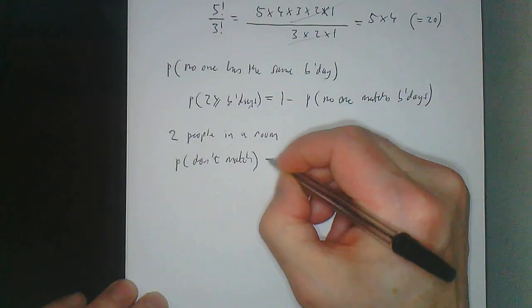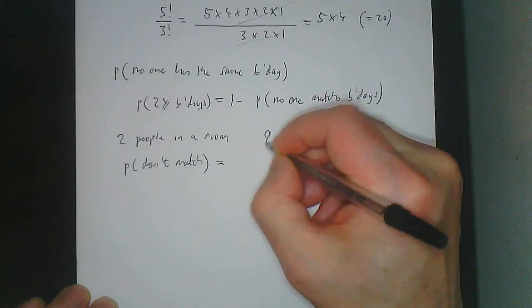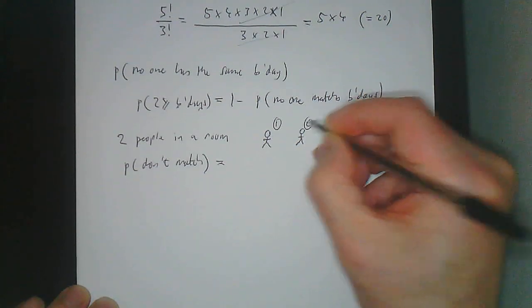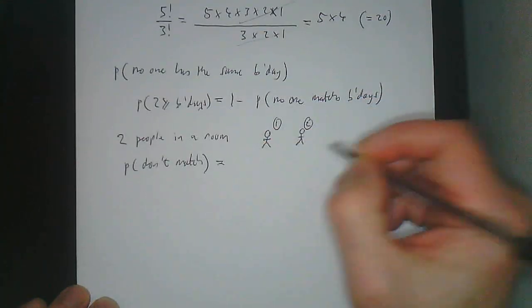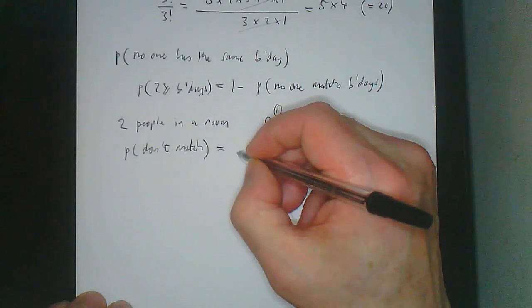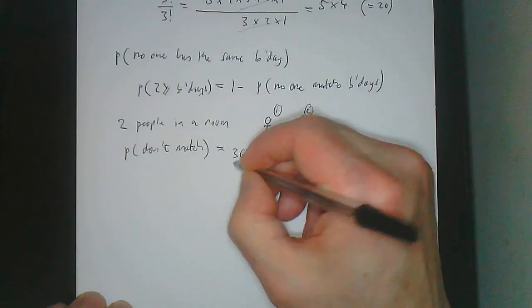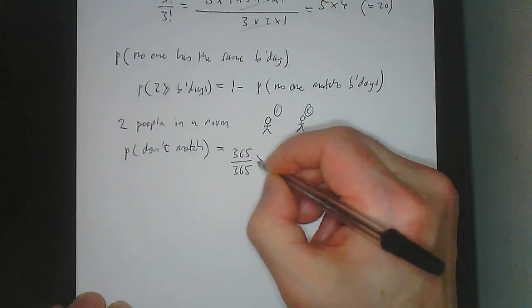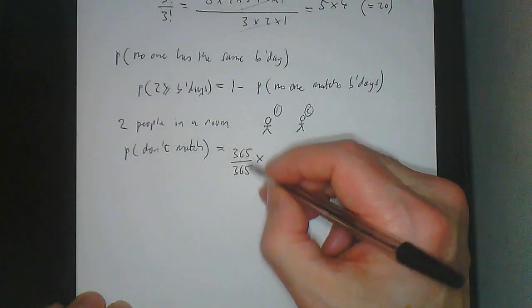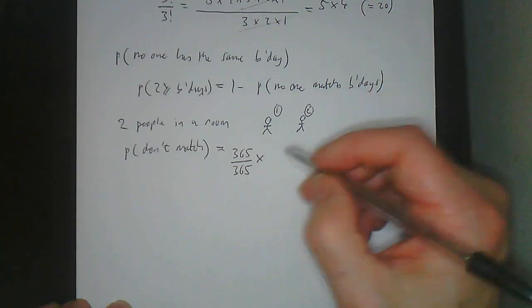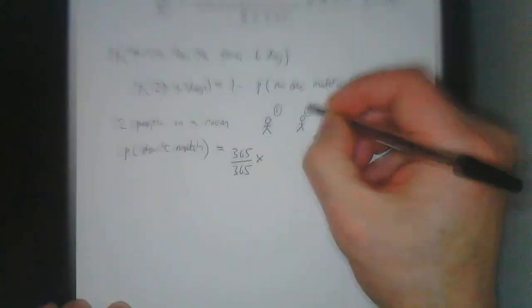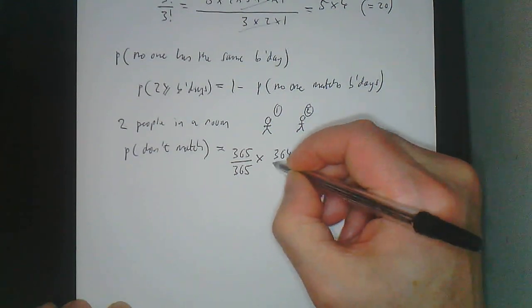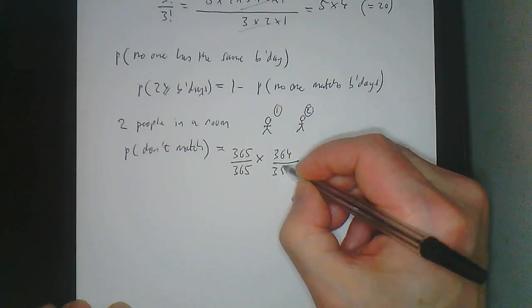So we've got 2 people, person 1 and person 2. The first person can have any birthday they like, so that's 365 days out of 365 days. And then the second person: the first person has chosen a day already, say January the 1st. So the second person can have any day except for January the 1st. So 364 over 365.